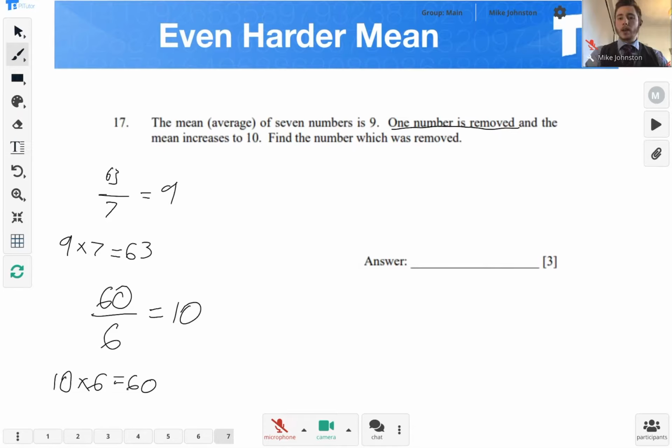Okay, so we know that the total sum must have reduced to 60, so the number that must have been removed would be 3, because the sum's gone from 63 to 60 from removing just 1 number.